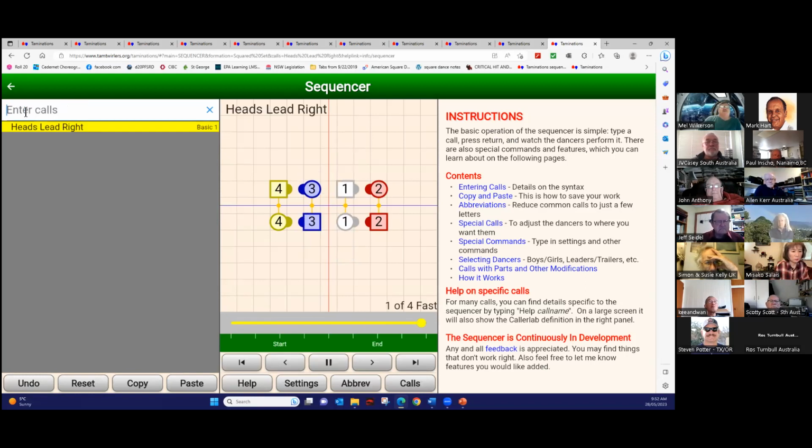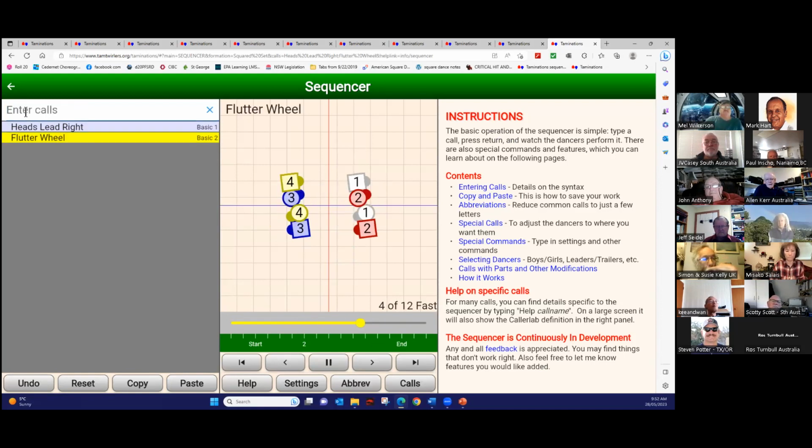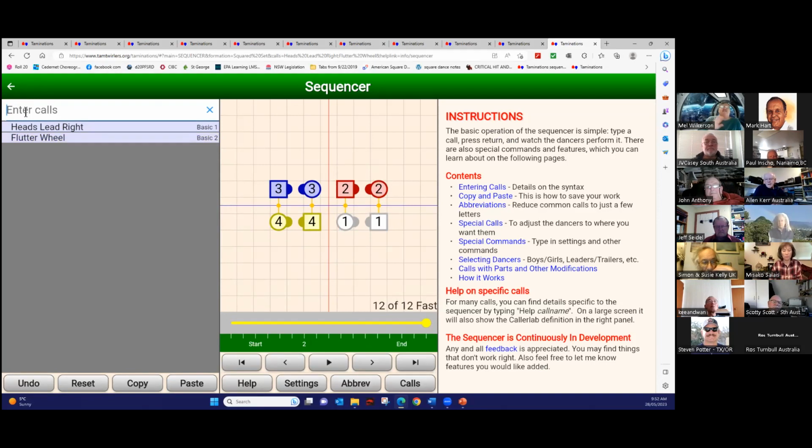So, we've got a heads lead right. There is my lead right grouping. Partner group, or sorry, my partner grouping. What I have to do is change that to a partner box in sequence. Flutter wheel. Now what I've done, now everything.